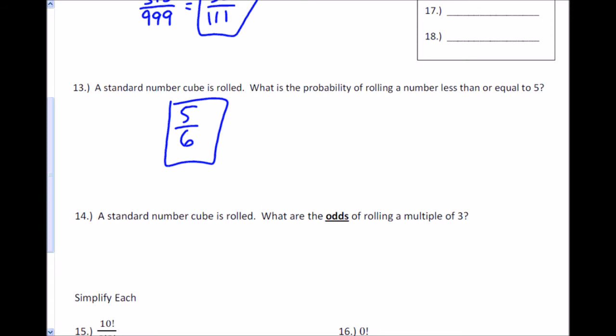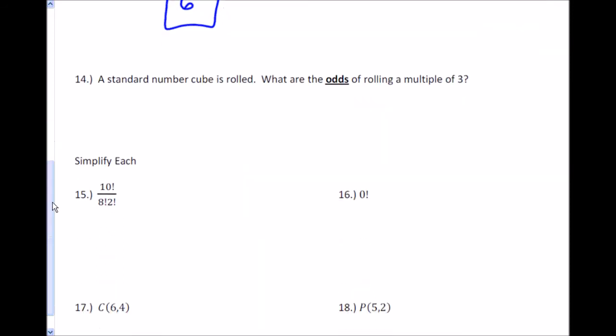Okay. Number 14 says a standard number cube is once again rolled. What are the odds of rolling a multiple of 3? Well, there's 2 of those. I could roll a 3 or a 6. Those are multiples. So there's 2 out of 6 total. But remember, odds isn't favorable versus the total. It's how many ways this can happen versus how many ways it couldn't happen.